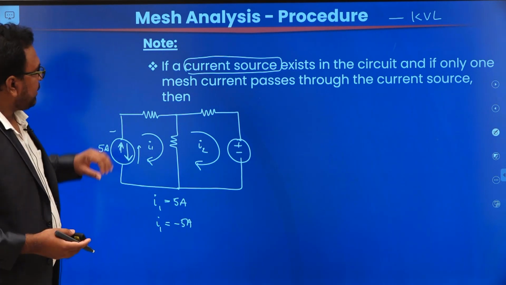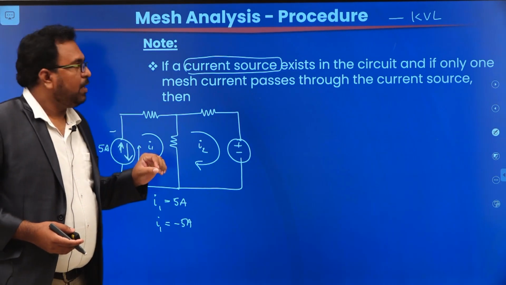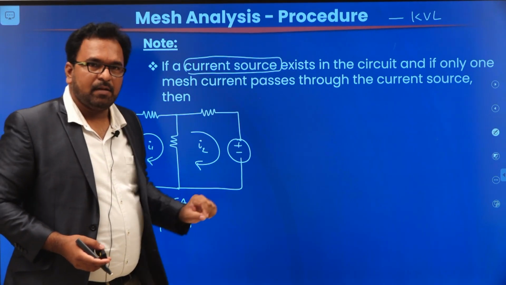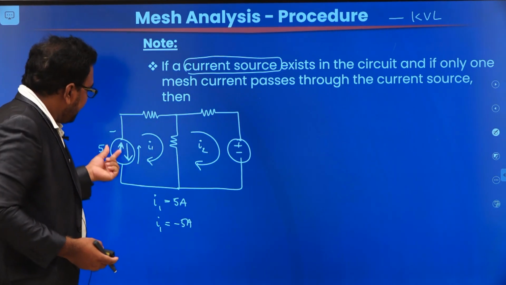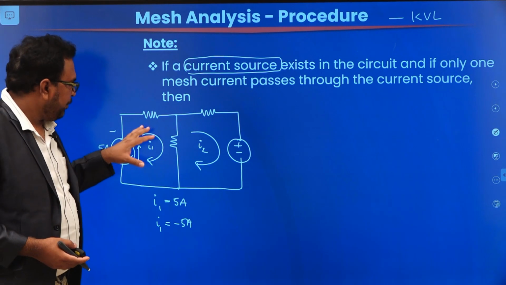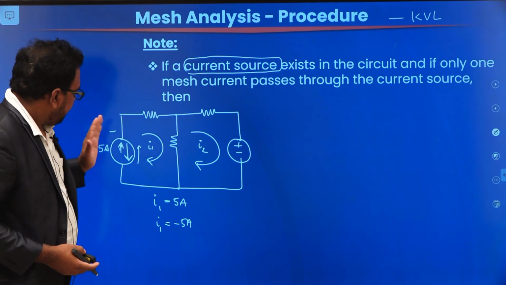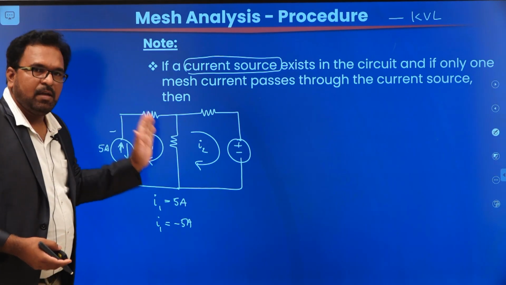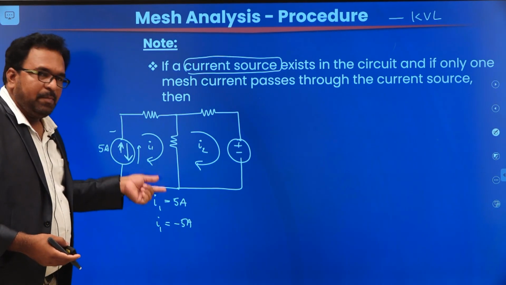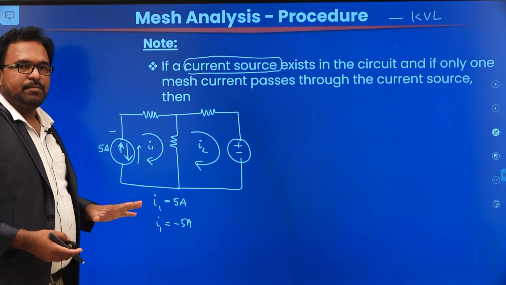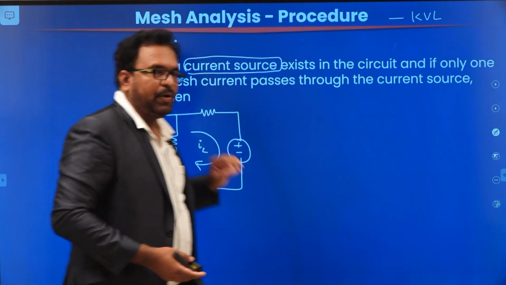Okay. And when you are applying mesh analysis, you are going to mainly apply KVL. KVL means sum of the voltages. But when there is a current source present in a mesh, there is no need to apply KVL because the current source value is equal to the mesh current value. And the polarity will be decided by the direction of those currents. So this is the important note you have to remember.